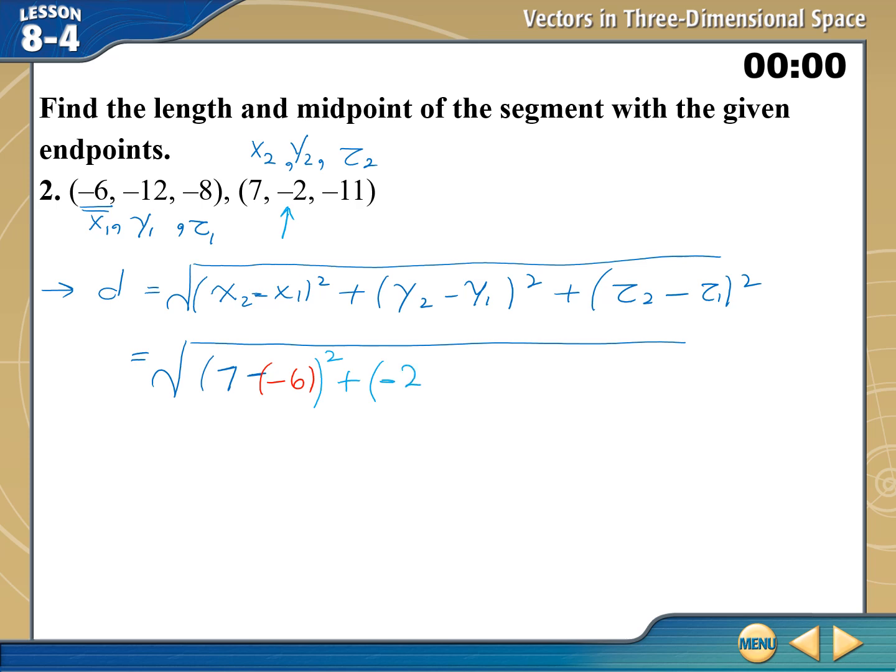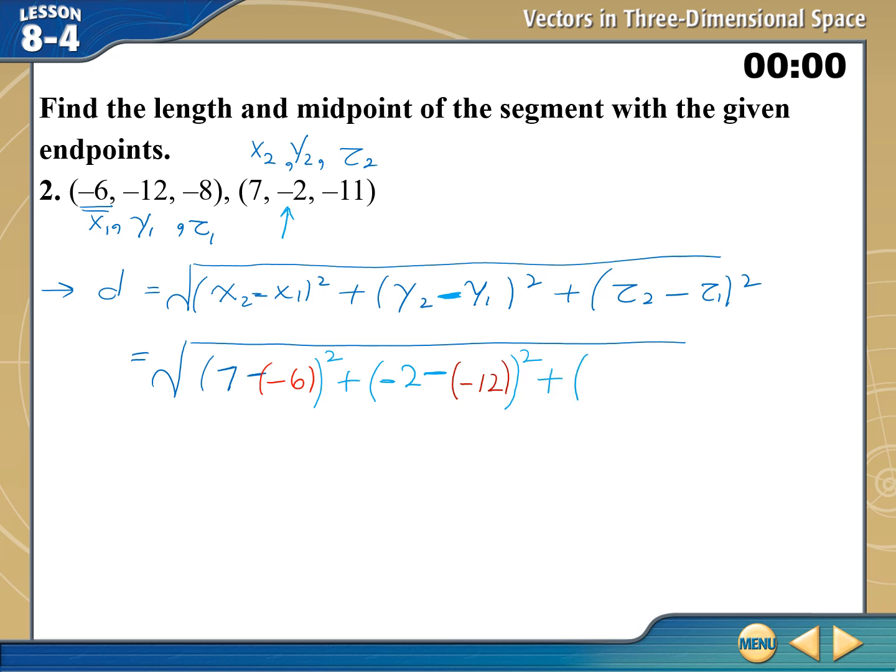Then we have this negative sign. Okay, the formula negative is here. Then what is y1? y1 is negative 12. So we write here negative 12, close, and again don't forget to close the bracket and put the power 2. Okay, then we have plus.